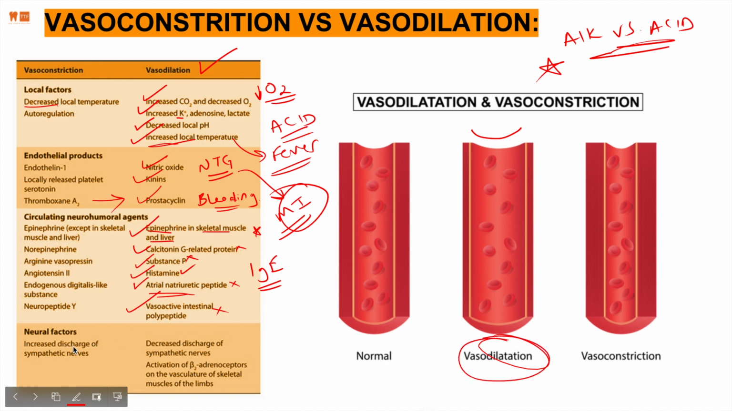Perfect. Neurofactors of vasodilation. Decreased discharge of the sympathetic nervous system. So inactivation of the sympathetic nervous system, also known as, say, beta blockers or alpha blockers. When alpha is blocked, vasodilation takes place. Very simple. So activation of beta 2 adrenoreceptors on the vasculature of skeletal muscles and the limbs. This is an exception. So beta 2 actually causes vasodilation. So again, pharmacodynamics, pharmacokinetics, and our adrenergic system. Beautiful explanation, guys. Please do check them out.